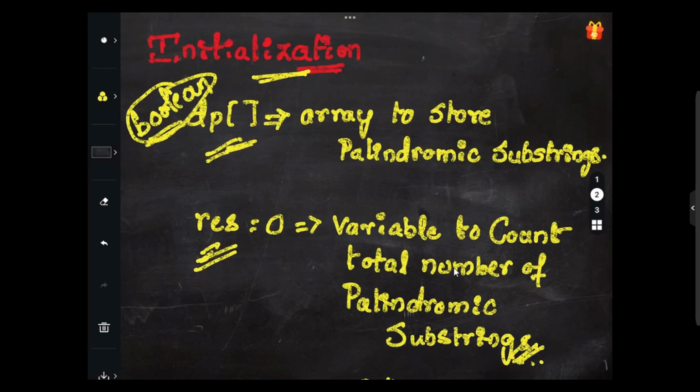Also here we are considering a result variable. Why are we considering the result variable here? Just to count the total number of palindromic substrings. We have to count the total number of palindromic substrings that are stored in this DP array, right? So that is the reason we'll be considering the result variable. I hope this is clear. This is the initialization part.